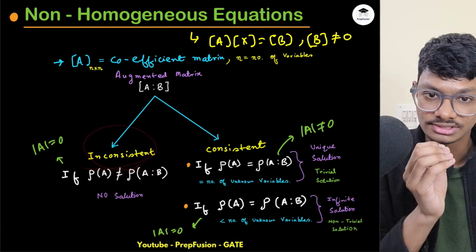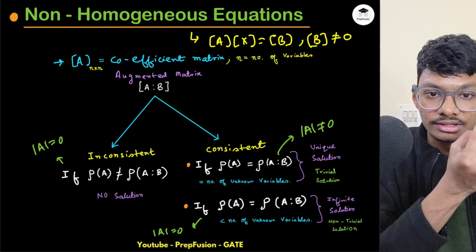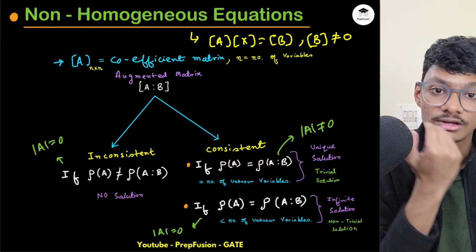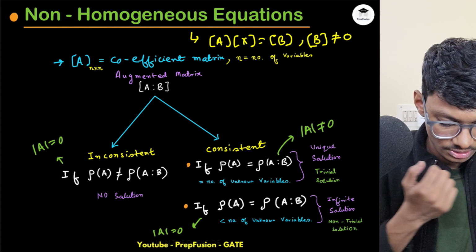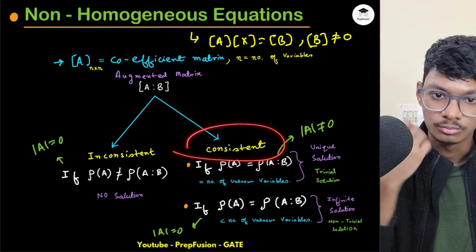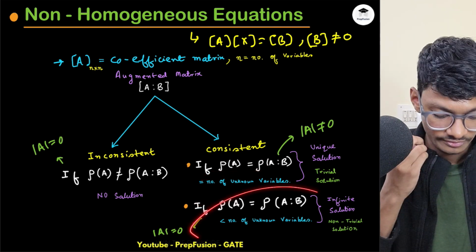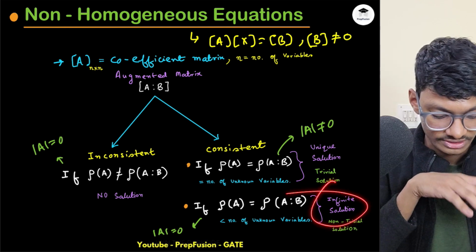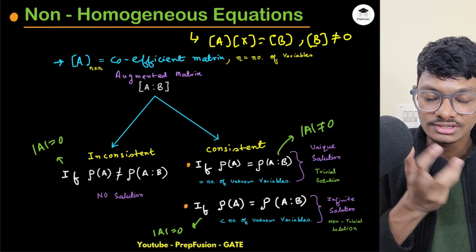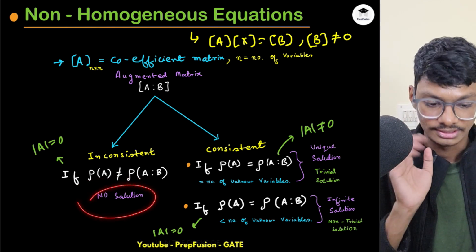One is inconsistent because there is no solution, that's why it is known as an inconsistent set of linear equations. The other is a consistent set of linear equations because there are valid solutions, but there are two cases in the consistent portion. One is rank of A equals rank of AB equals number of unknown variables, and one is less than it. If it is less, infinite. If it is equal, it is a unique solution. If these two are not equal, then it is inconsistent and there is no solution.